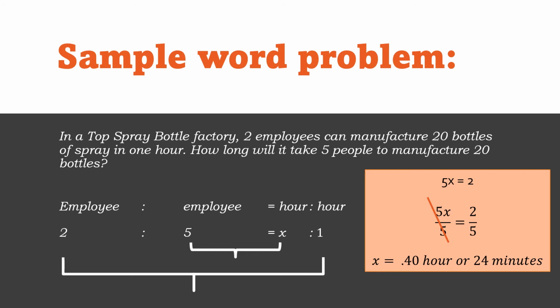So in our example, it takes 24 minutes only for 5 employees to manufacture 20 bottles. We see that the more workers on a job would reduce the time to complete the task.